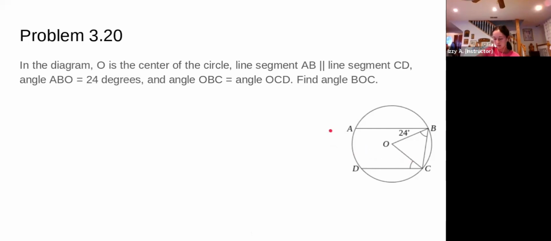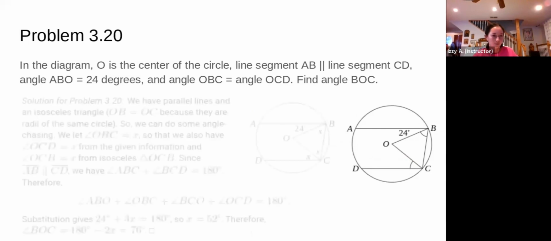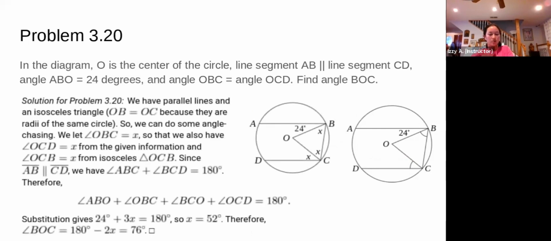I think it's just easier for this problem to have the words up. And there's also a picture that goes along with the explanation. Basically, we have parallel lines, and we also have an isosceles triangle, and we know that OB is equal to OC because they're both the radii of the same circle. So we can do some angle chasing.